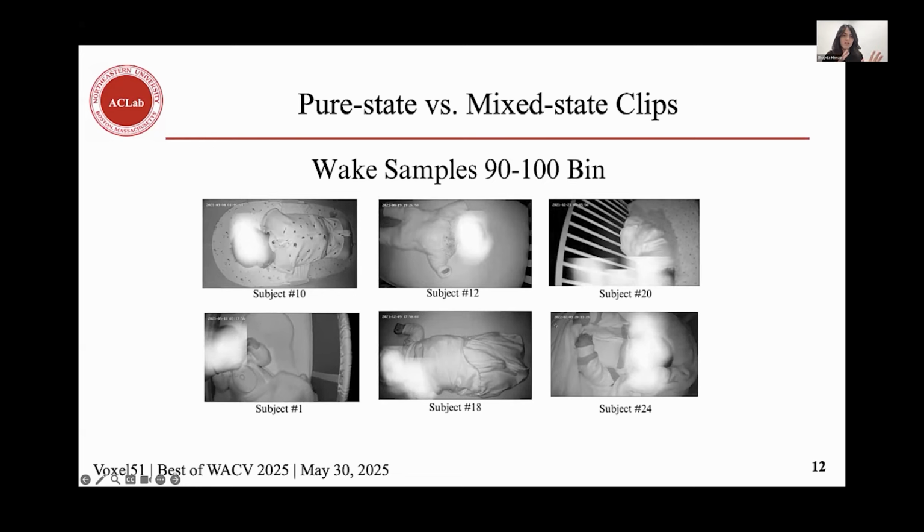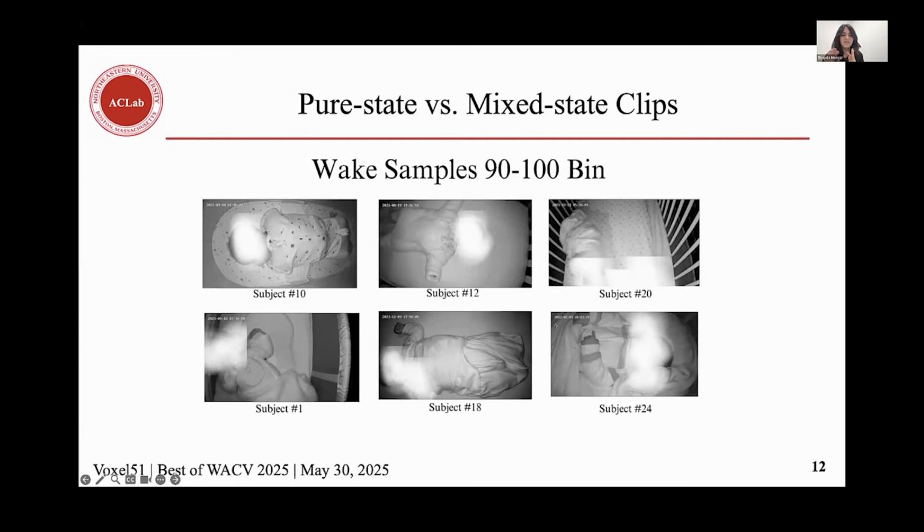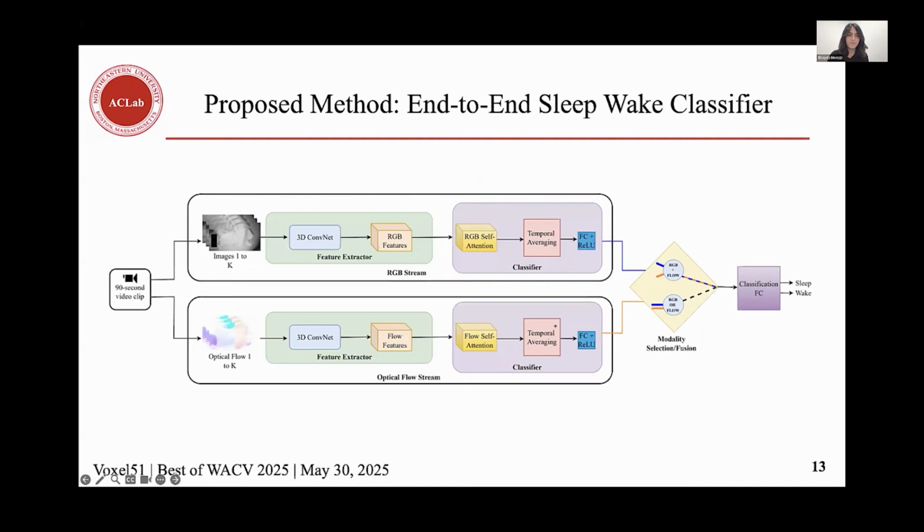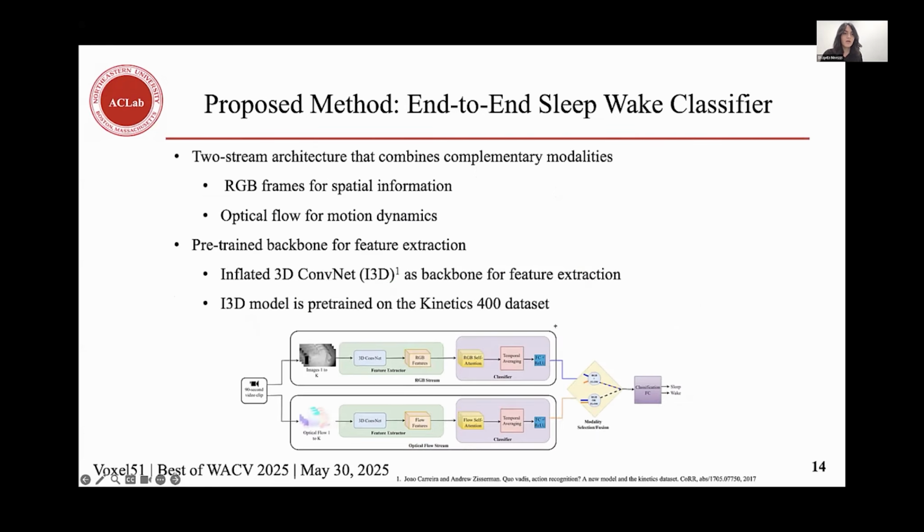So we introduced this idea of bins, which capture the percentage of time the clip is in the labeled state. So the model can potentially learn to identify those transition periods that could be informative for the segmentation problem later on. So the proposed method for the classification, we have this end-to-end sleep-wake classifier, which comprises a two-stream architecture that combines both RGB frames for spatial information and optical flow for the motion dynamics.